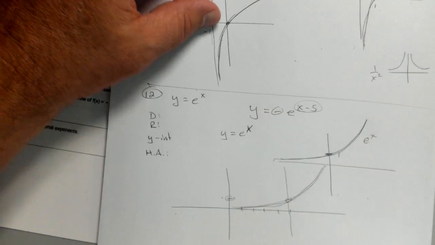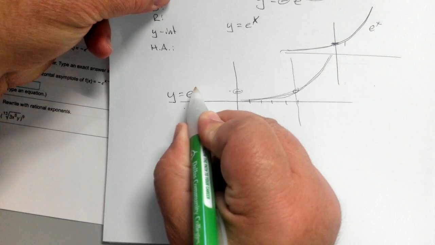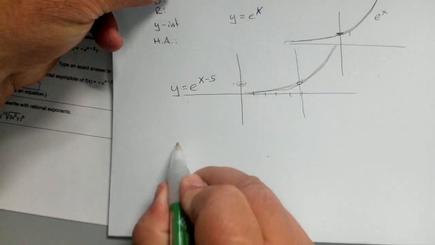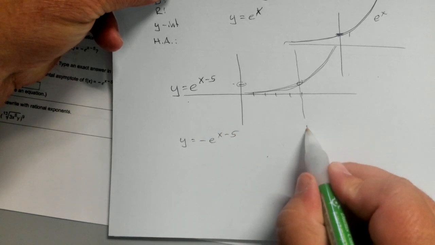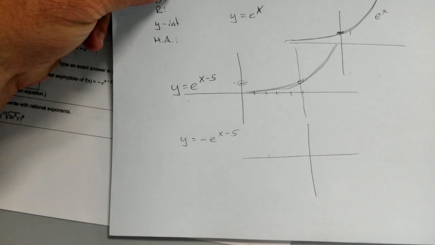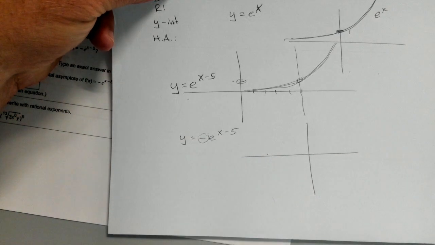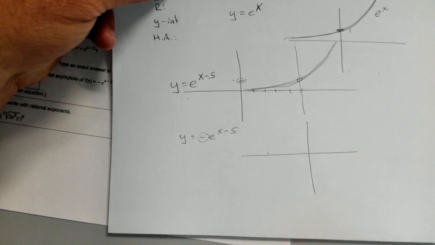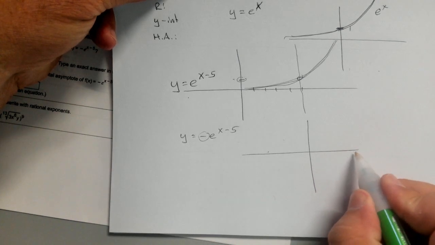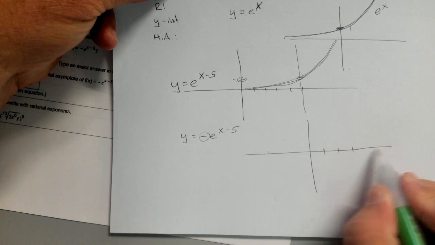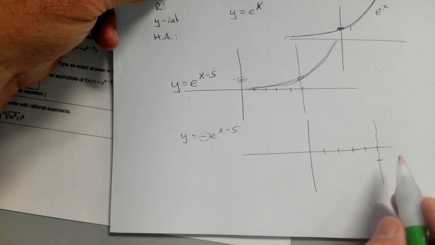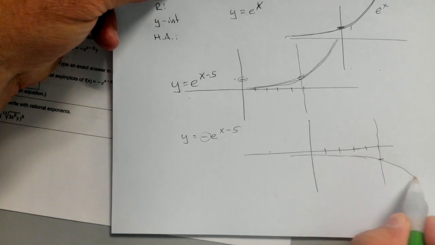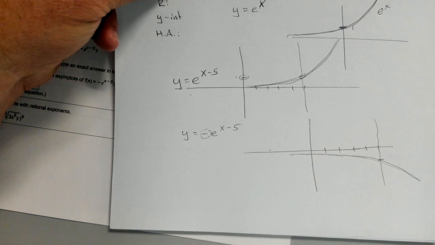We put a negative in front of it. What happens when we put a negative in front of it? It flips. Flip across which axis? The x-axis. Because it happens outside the function, it's a flip across the x-axis. So 1, 2, 3, 4, 5. There's that. It shifts there. There's our graph.